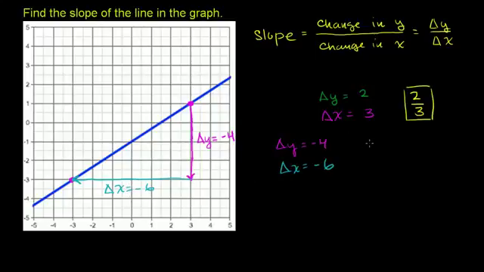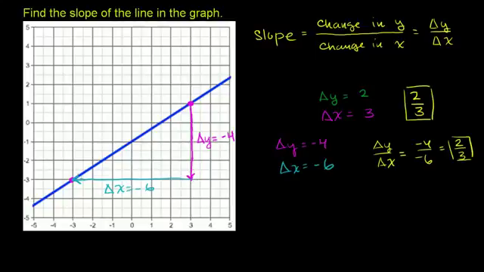So what is my change in y over change in x? My change in y over change in x is equal to -4 over -6. The negatives cancel out, and what's 4 over 6? Well, that's just 2 over 3. So it's the same value. You just have to be consistent. If this is my start point, I went down 4, and then I went back 6.